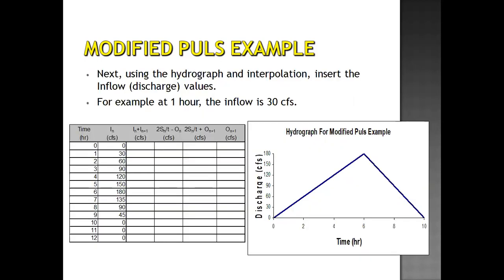Modified pulse example, next: using the hydrograph and interpolation, insert the inflow discharge values. For example, at 1 hour the inflow is 30 CFS. The hydrograph gives: 1 hour, 30; 2 hours, 60; 3 hours, 90; 4 hours, 120; 5 hours, 150; 6 hours, 180; 7th hour, 135; 8th hour, 90; 9th hour, 45.